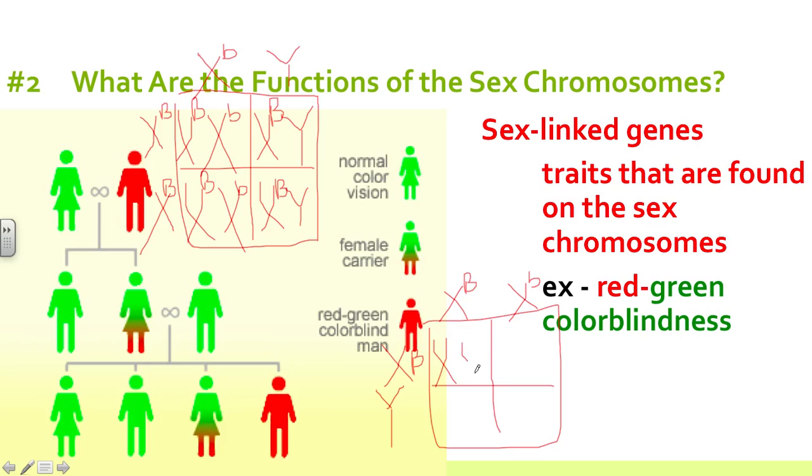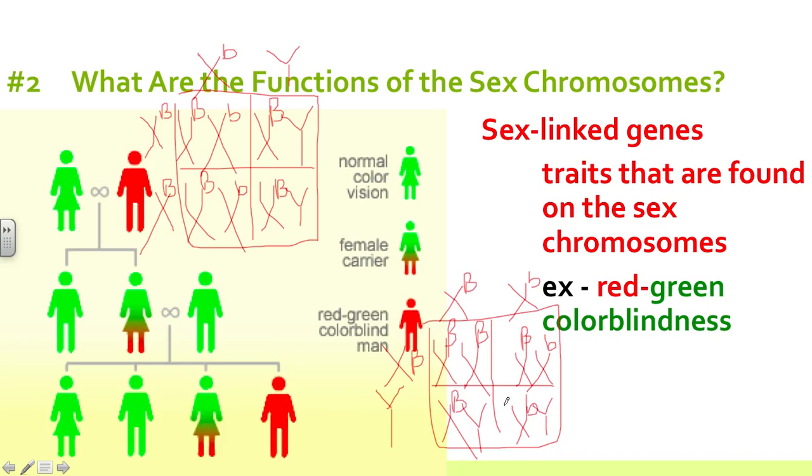This one would be a 25% chance of being a girl. Big B, big B. She has normal vision. We have another 25% chance of being a girl. But this time, this one would be heterozygous. In other words, she's a carrier. Okay? And remember, there's always a 50-50 chance of being a boy and a girl. So here's our 50-50 chance of being a boy and a girl. Okay? And this one would have the big B from mom. And this one would have the little b.